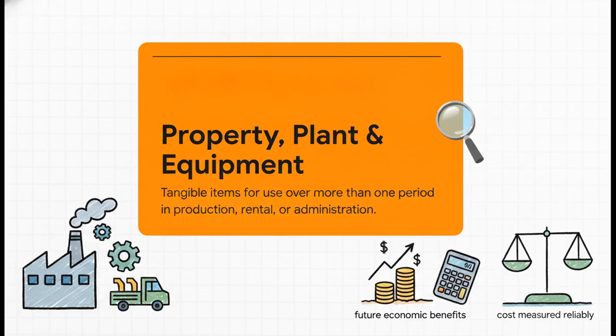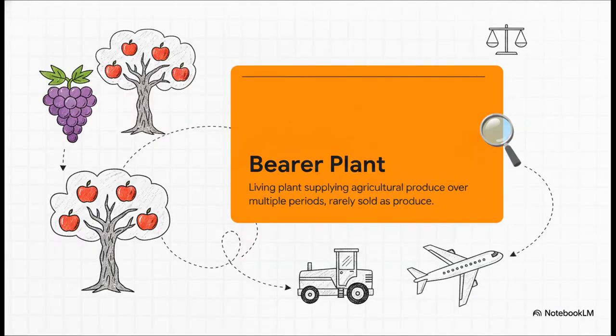But wait, just meeting that definition isn't quite enough. The core recognition principle here is super strict. An item only gets recognized on the balance sheet if it's probable that future economic benefits are going to flow to the entity and the cost of the item can be measured reliably. If you can't guarantee it's going to bring in value or you can't accurately put a price on it, it doesn't make the cut.